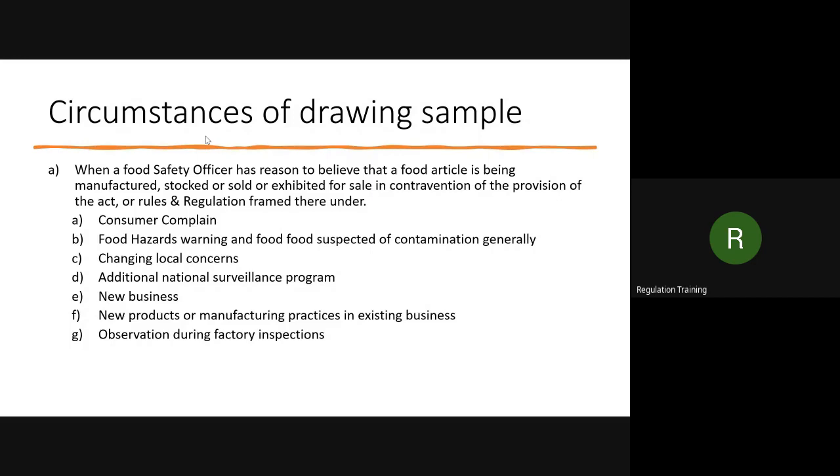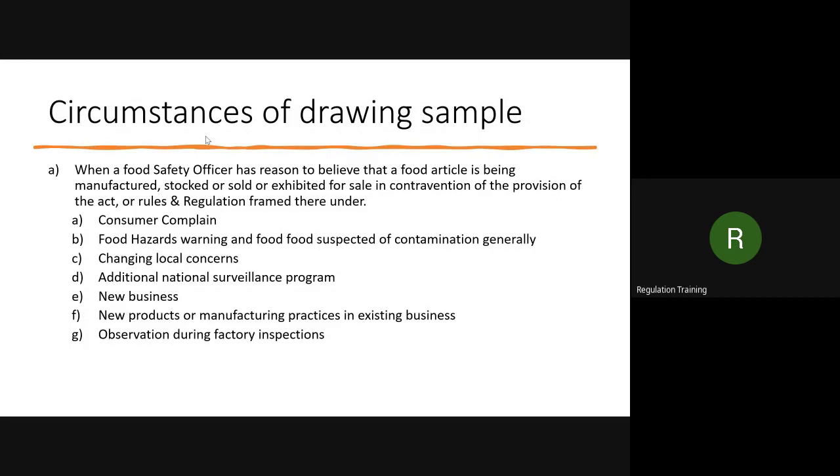Once upon a time, potassium bromate was used in bread, and that was considered carcinogenic. So the food safety officer focused on the bread sample. So these are all the driving forces of food sampling. Food sampling means the focus: which products they will collect samples from, which products they will target. So these are all the driving forces to target the product.